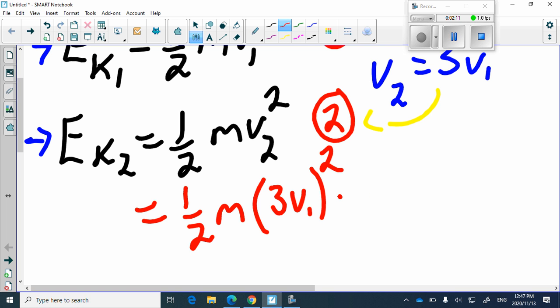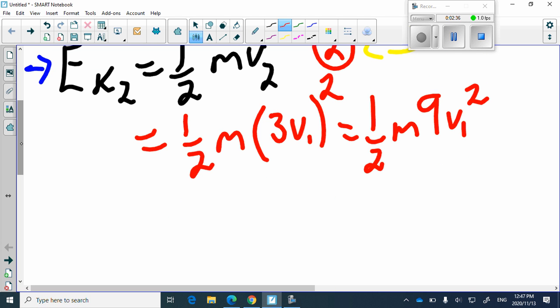So then what I can do is square the 3, right? And it gives me 9. Square the V1, and it gives me V1 squared. So all of these, that's a long product. There's the half, there's the m, there's the 9, there's V1 squared. They're all being multiplied by each other, right? So that means it doesn't matter what order you multiply things in. You should all know that. 3 times 2 is the same as 2 times 3. So I can arrange that in any way I want. So I'm going to arrange it like this.